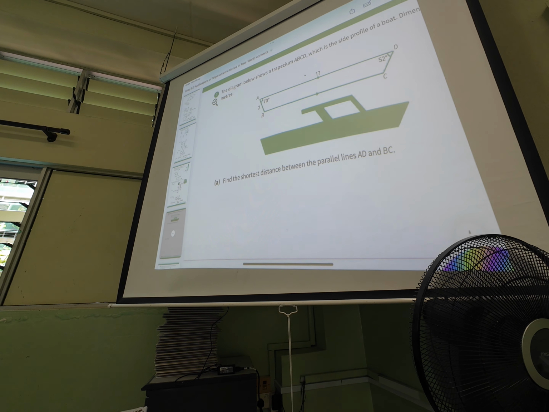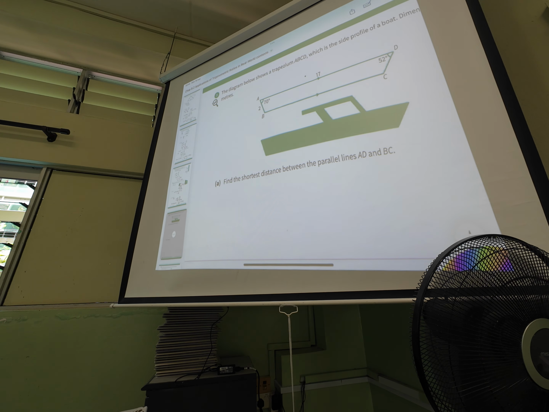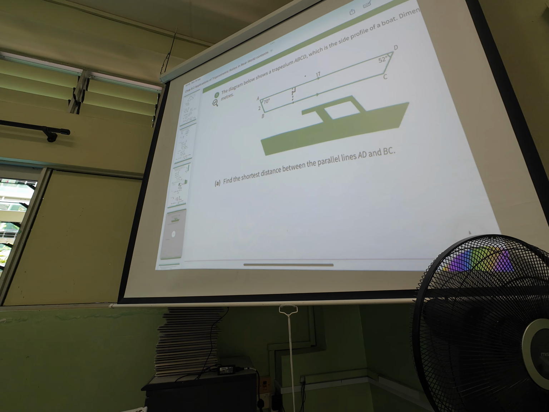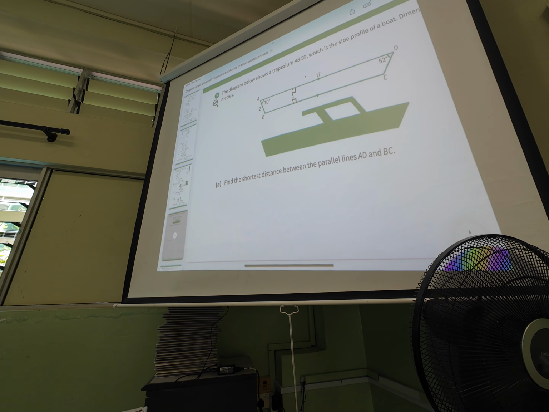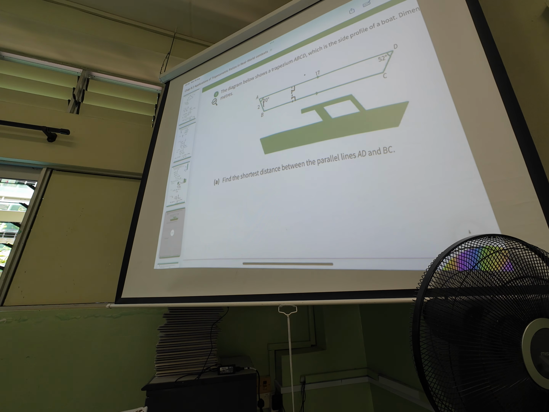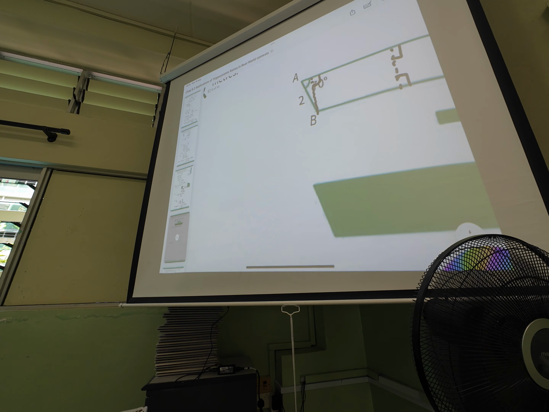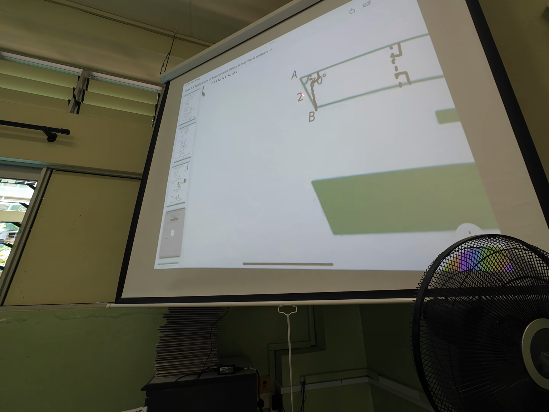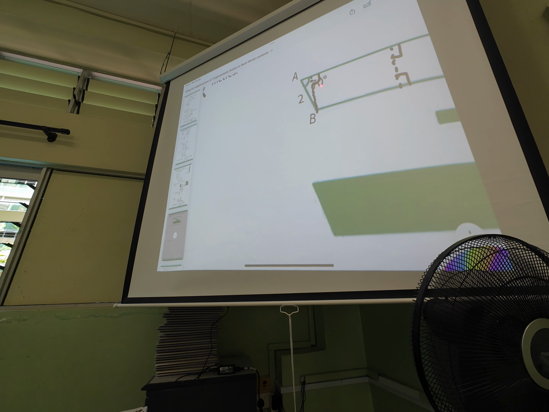Yes, very good. We want to find the shortest distance. I hope you all always remember, shortest distance means 90 degrees, right? So if I know this AB is 2, then I will bring a right angle triangle here. Then I can find the shortest distance, because this is the shortest distance. This is my hypotenuse.